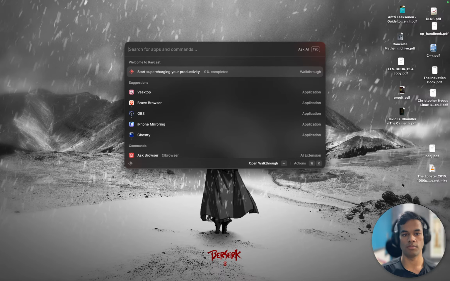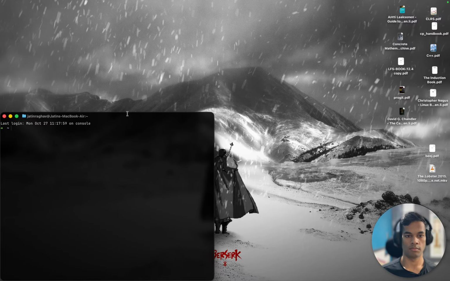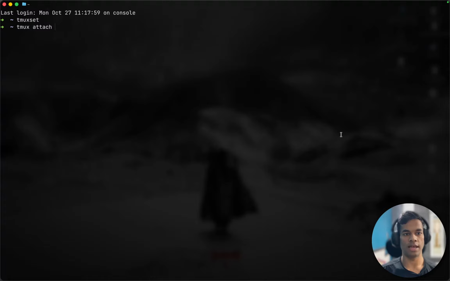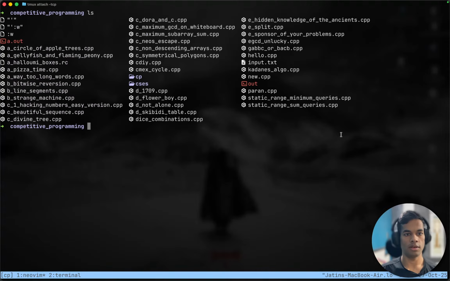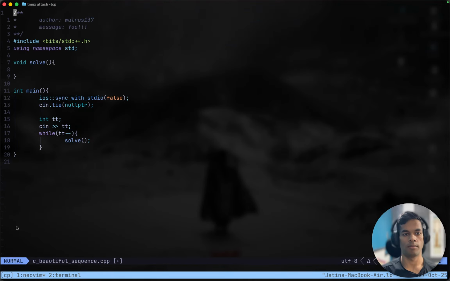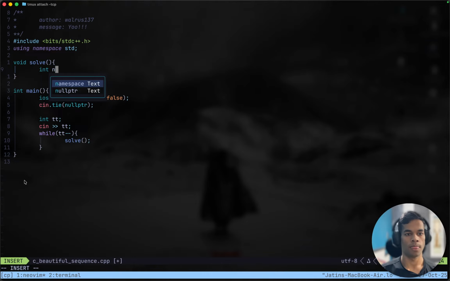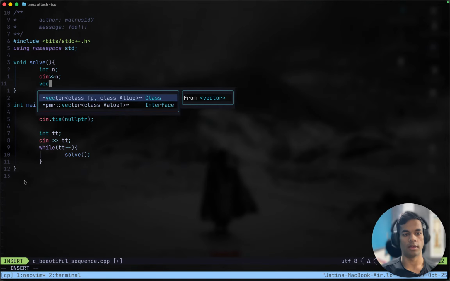Where is ghostly? Right. Yes. Okay, boilerplate n, and how is the input given? Just n and then the numbers. Okay, cool. N and then the numbers.